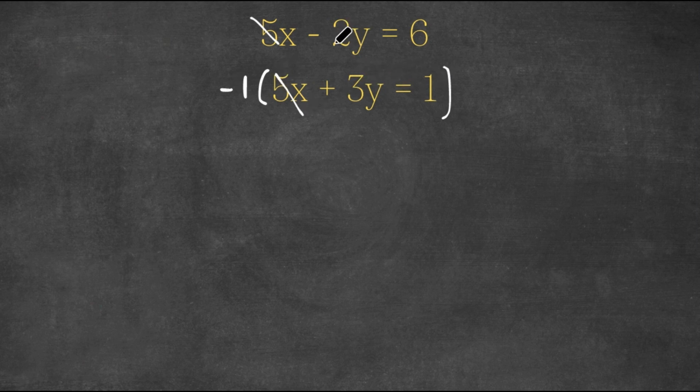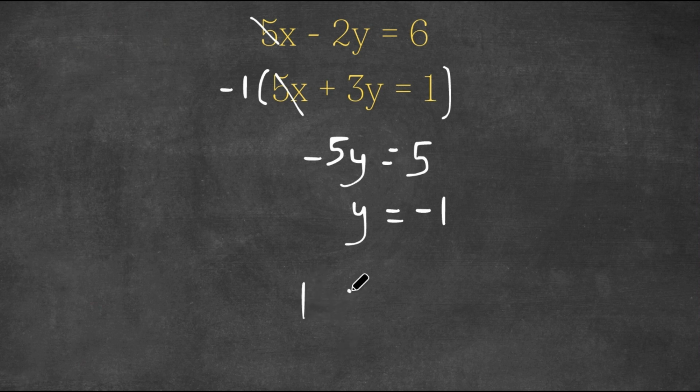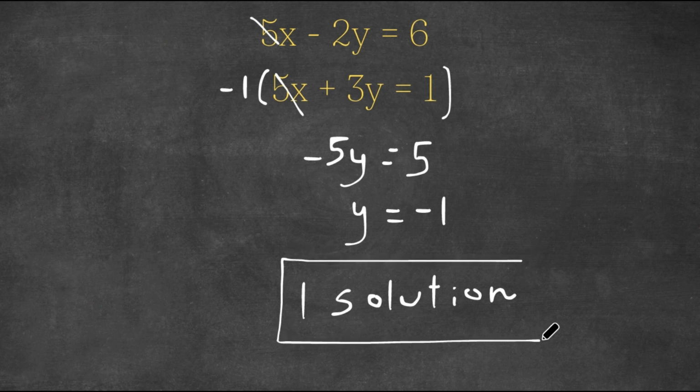Negative 3y plus negative 2y is negative 5y. And this is equal to 6 plus negative 1, which is 5. So we have y is equal to negative 1. And this means that there's only one solution. So this is our answer.